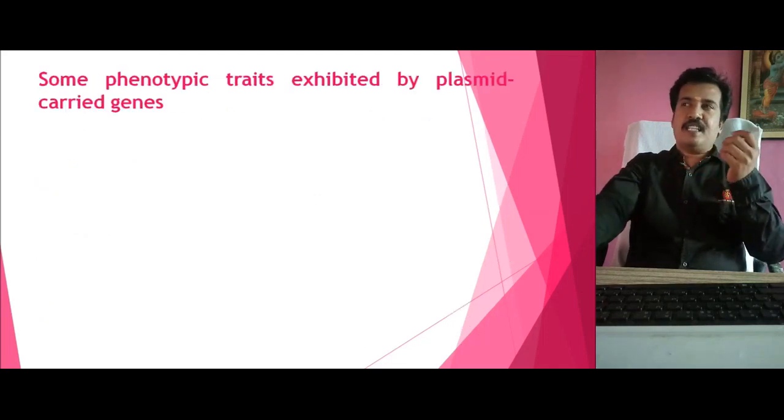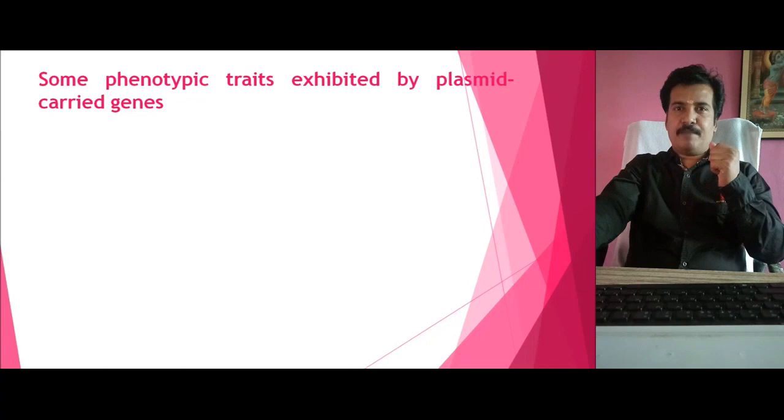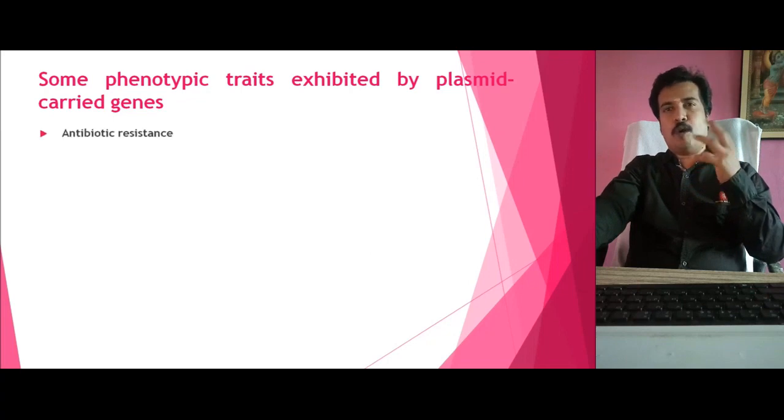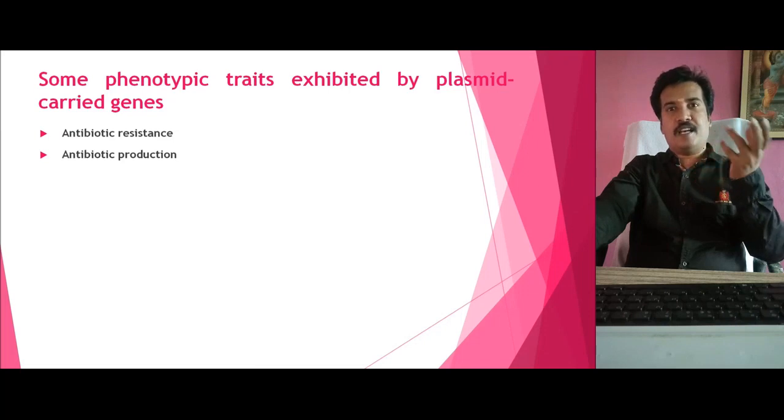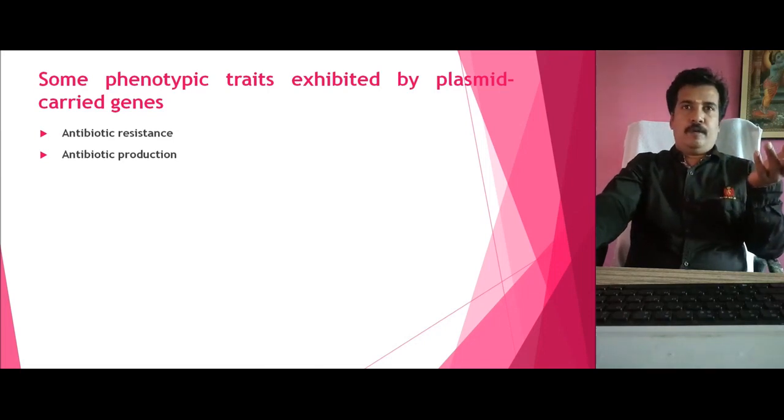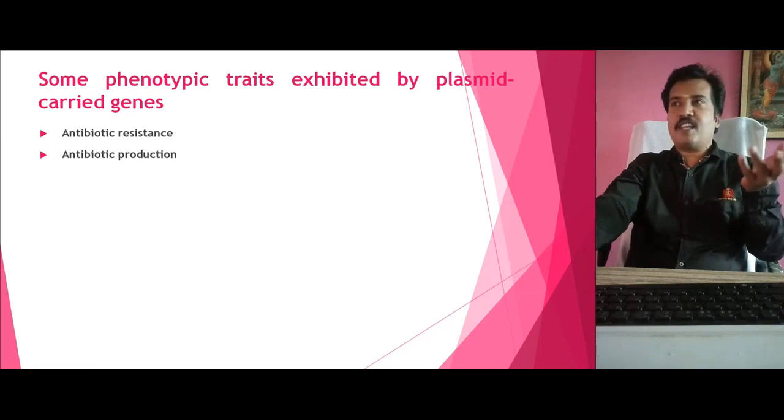You can see the various phenotypic traits exhibited by plasmids. The most commonly used is antibiotic resistance. Most plasmids are generally resistant to certain antibiotics like tetracycline and ampicillin. Or some plasmids help in the production of certain antibiotics also. Generally, certain bacteria produce antibiotics for the fitness of survival.